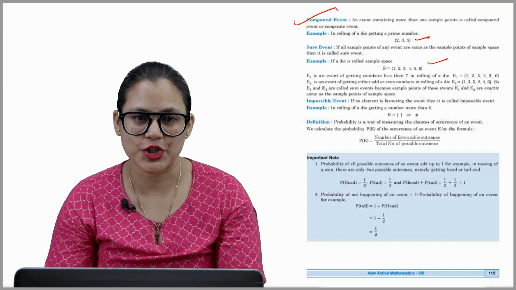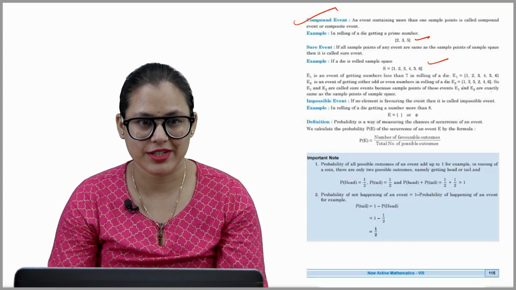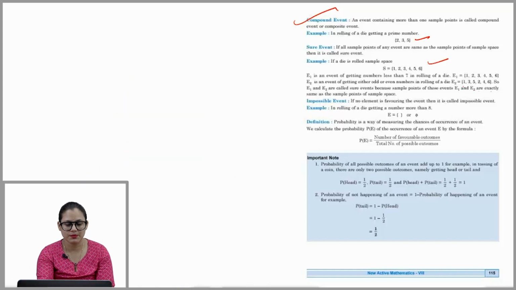Definition: probability is a way of measuring the chances of occurrence of an event. We calculate the probability, that is P(E), of the occurrence of an event by the formula: number of favorable outcomes upon total number of possible outcomes.